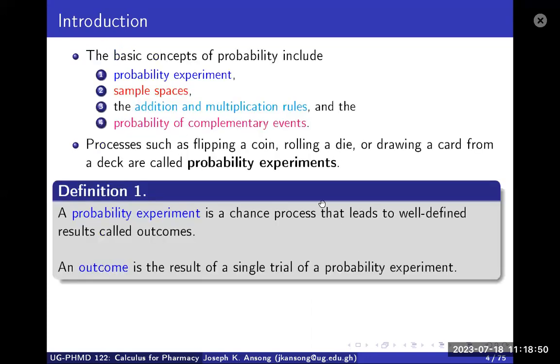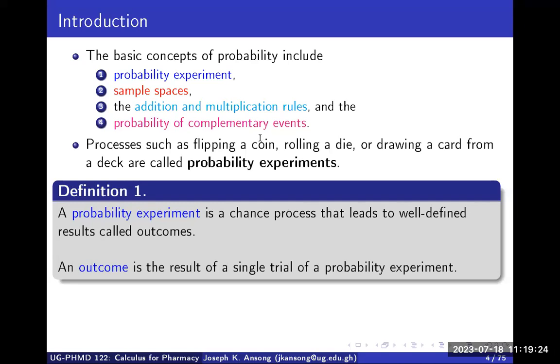So some of the basic things that you will come across in probability is probability experiments. What is a probability experiment? We'll look at that. We'll come across what a sample space is, sample spaces. And then again, we'll look at addition and multiplication rules. And then the probability of complementary events. Sometimes it's difficult to find the probability directly, but if you can find the probability of the complementary event, then it becomes easier to find the probability itself.